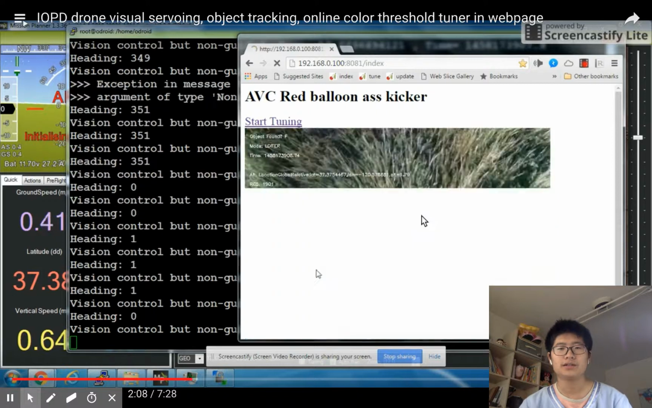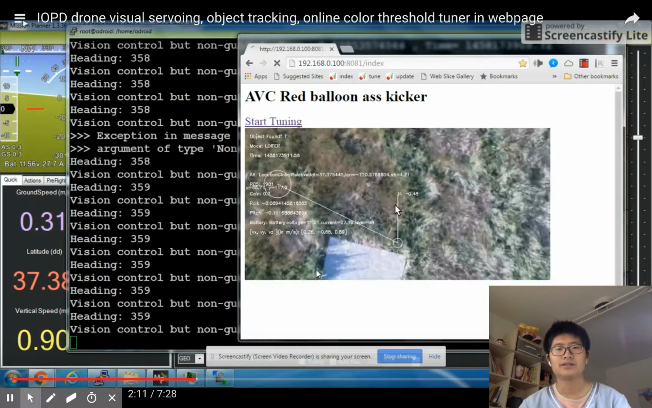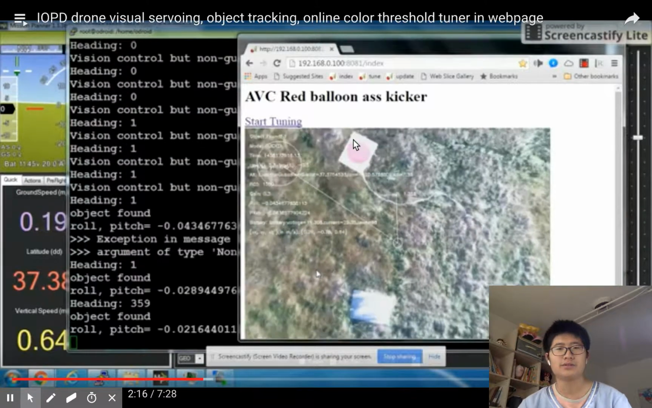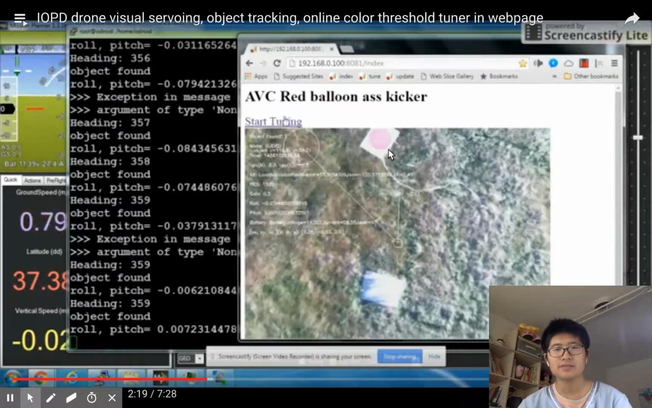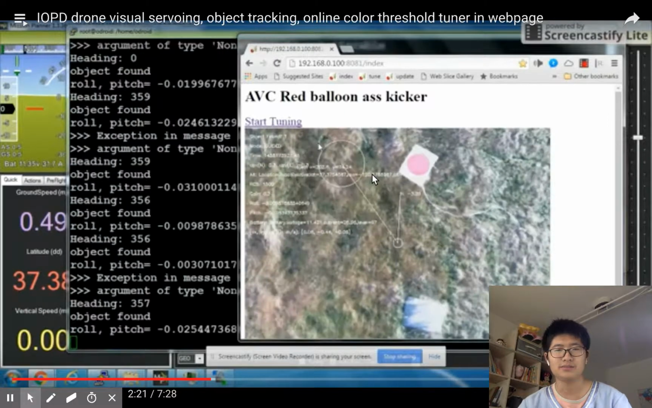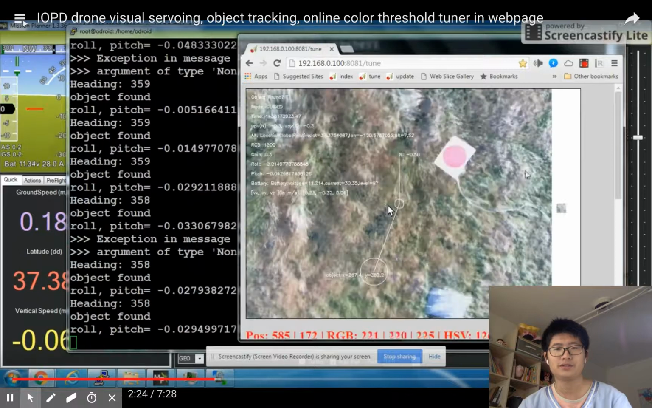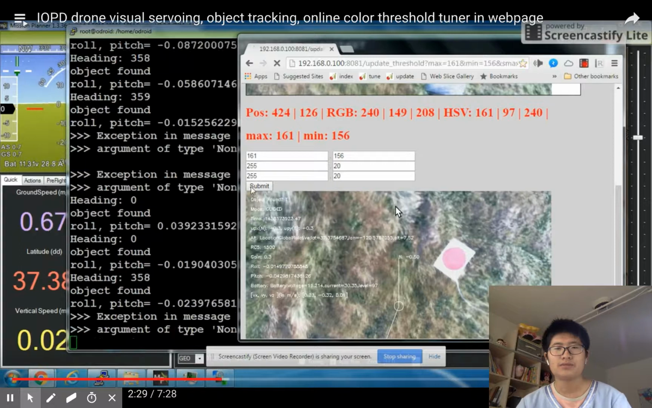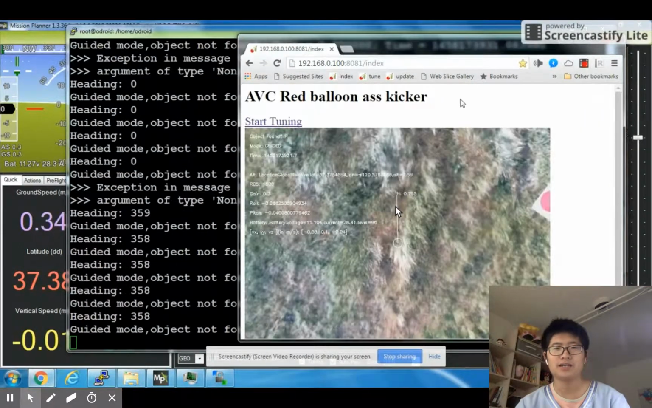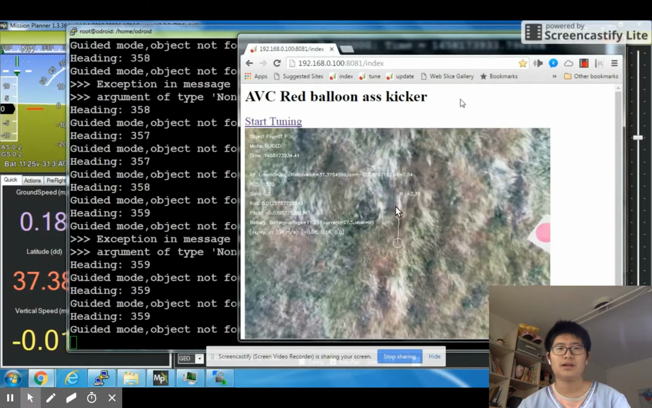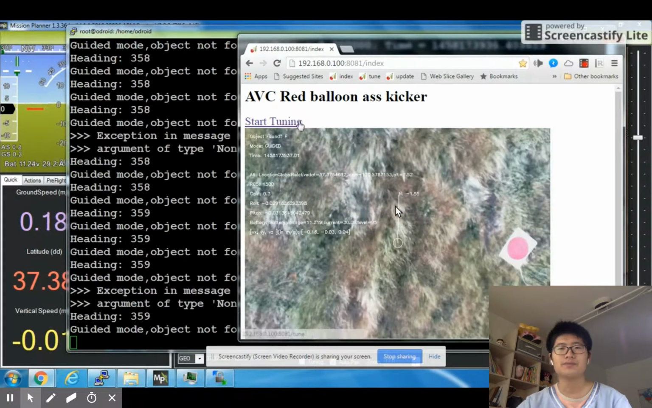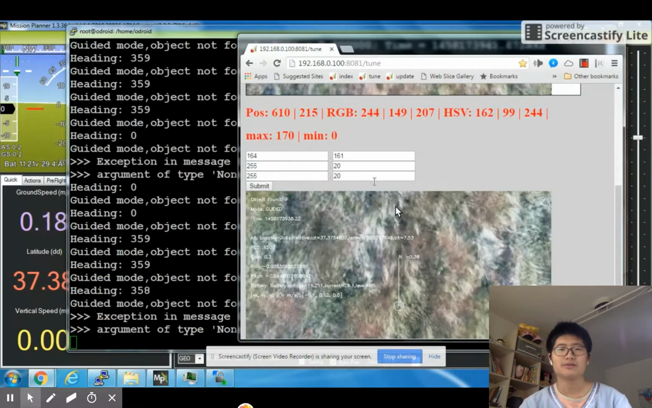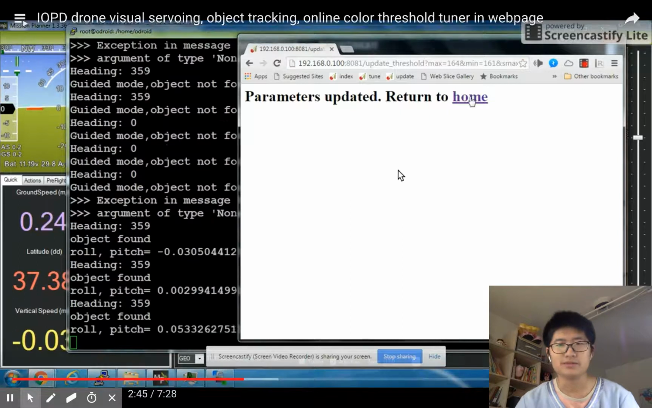Now it's using the initial threshold. We can see the drone is taking off from the ground, and the red circle is the target. Now the target is not detected because the parameter needs to be tuned. When I do the experiment, I need to retune the parameters each time because as time goes, the sun changes its direction, and then the parameters need to be changed.